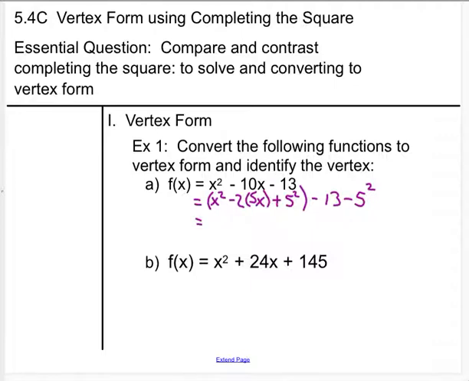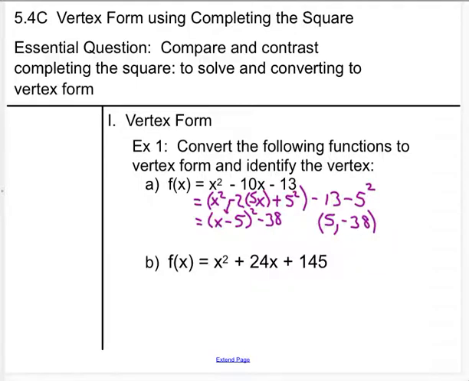Everything that's grouped in parentheses factors to (x minus 5) quantity squared. Remember, the sign in front of that middle term tells us the sign once we factor it into our binomial. And then negative 13 minus 25 is negative 38. So there's our equation in vertex form. And of course, we've got the negative 5 inside the parentheses, so when we pull it out, it becomes a positive 5. And then the negative 38 is outside the parentheses, so that stays a negative 38. So that's our vertex for the first equation.